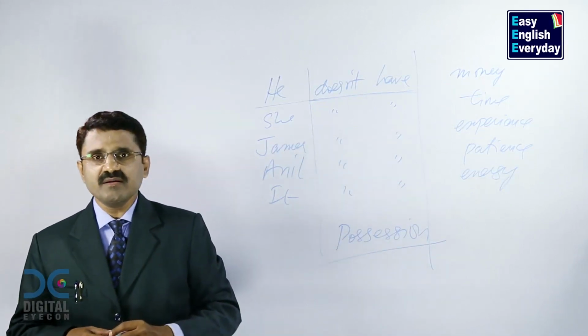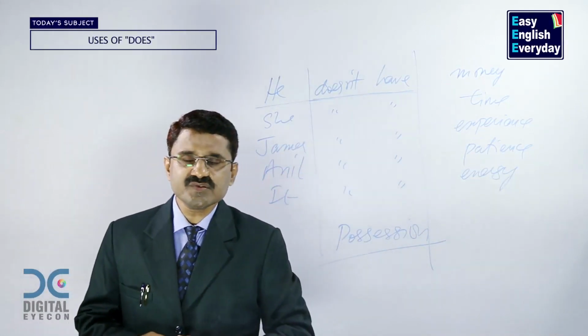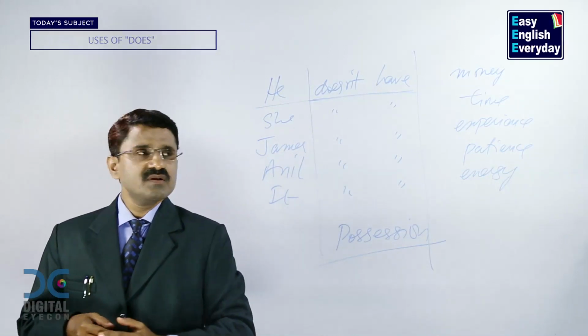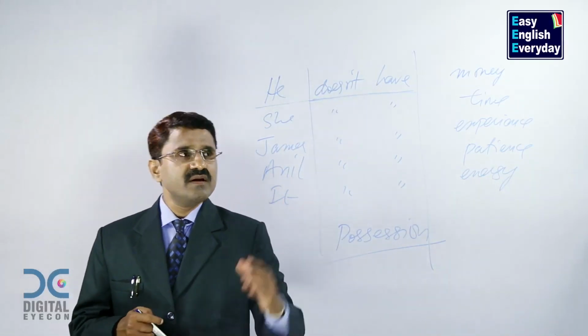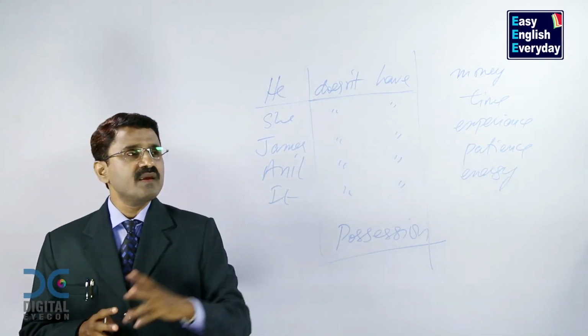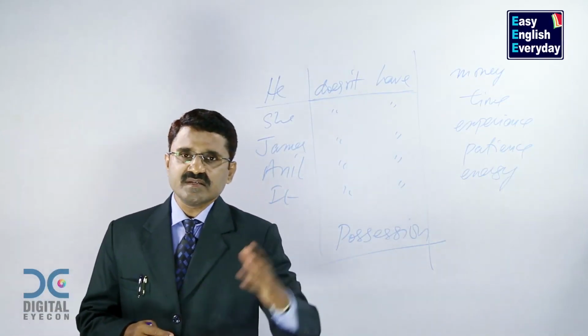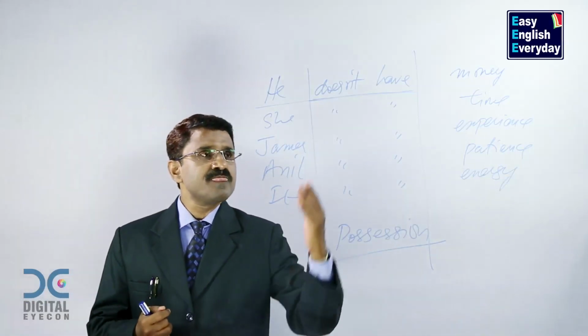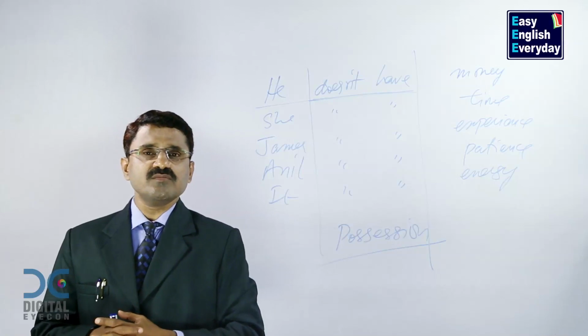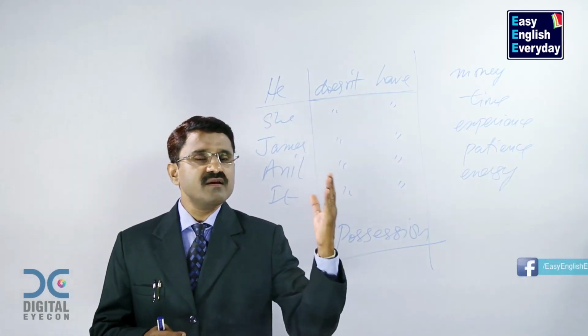He doesn't have time. He doesn't have friends. He doesn't have knowledge. He doesn't have experience. He doesn't have self-confidence. He doesn't have any weaknesses. He doesn't have any strengths. He doesn't have common sense. He doesn't have sixth sense. He doesn't have any property in his hometown. He doesn't have any land.